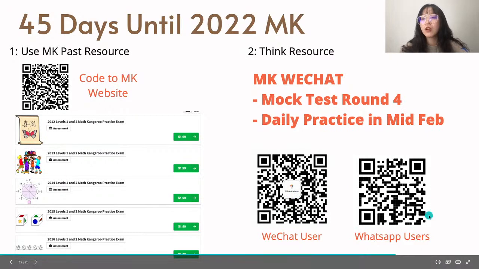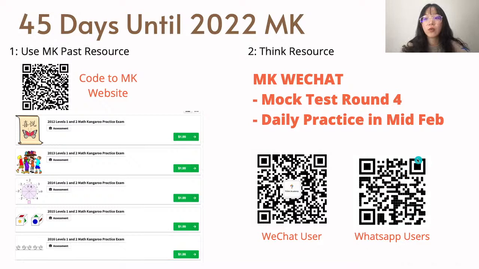And if you are a WhatsApp user, you can decide to join us on WhatsApp as well. Both channels will have the same resources. Please just join one. Do not duplicate your social media. Just join the channel that you would like to join. Both channels share the resources, so do not worry that you won't receive the same material, because you definitely will.